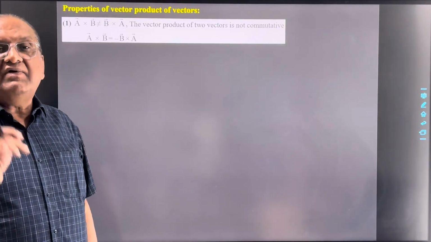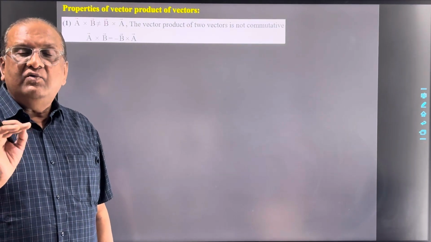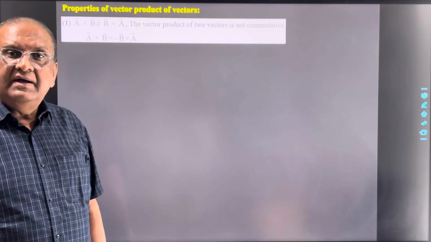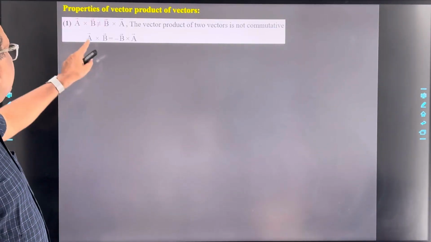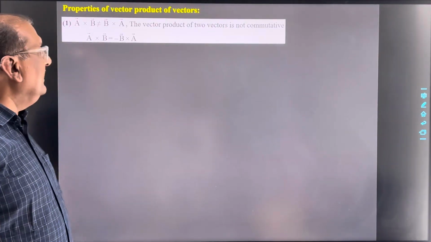Here magnitude wise A cross B and B cross A will be the same. Magnitude wise it is A B sine theta. But direction wise exactly opposite. So we can write A cross B is minus B cross A.